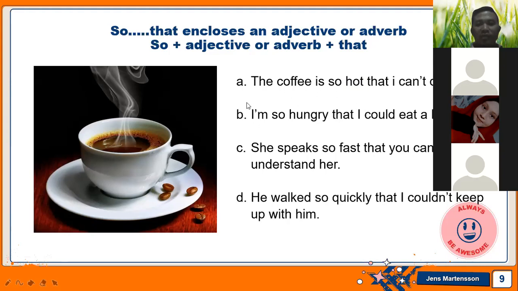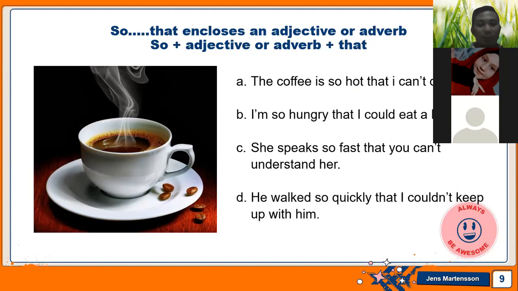So do we need an article? When using so, we don't need an article. Ya, nggak perlu lagi pakai artikel. You don't need to think about uncountable or countable nouns when we are using so. But when using such, you need to think whether the noun is countable or uncountable. Okay, here: I am so hungry that I could eat a horse. So, and then hungry is an adjective, and then that.